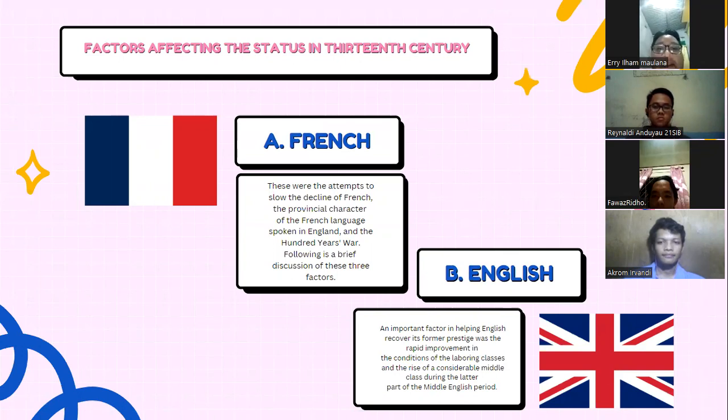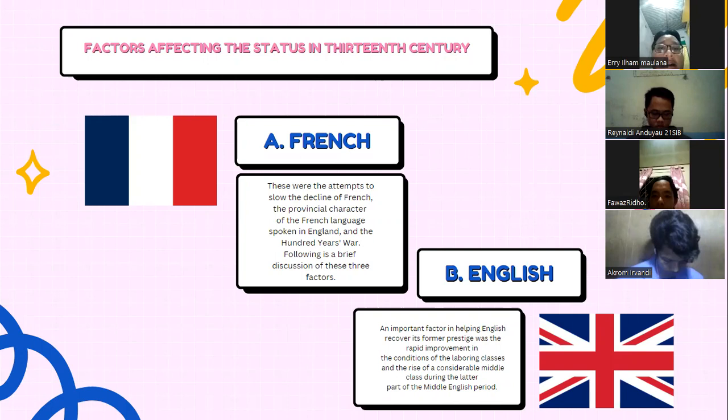To have a complete picture of the status of English and French in England during the 13th century, we have to deal with some of the factors that tended to be favorable or otherwise for each of the two languages. A. Factors affecting the status of French. Three factors had their effect upon the status of French in England during the 13th century. These were the attempt to slow the decline of French, the provincial character of the French language spoken in England, and the Hundred Years' War. Following is a brief discussion of these three factors.